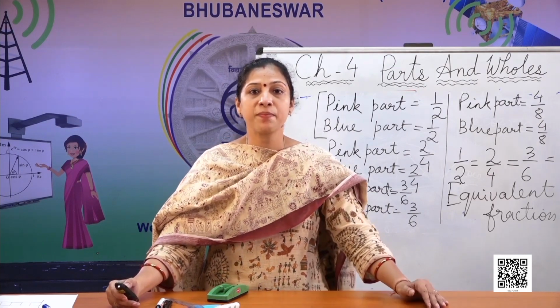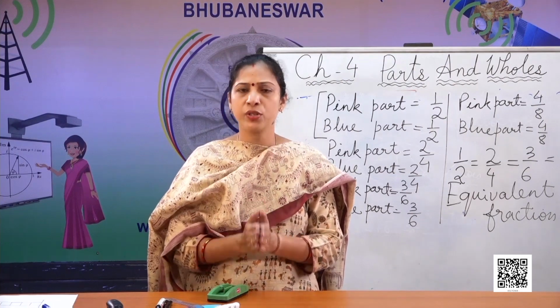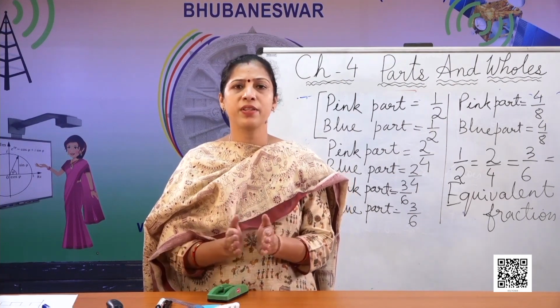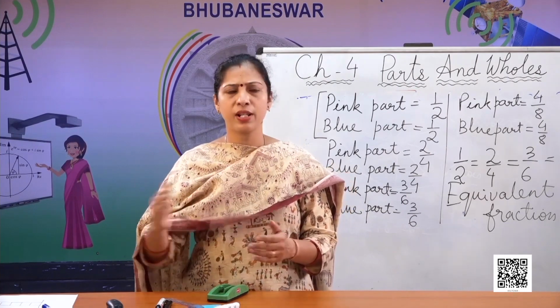Now Ramesh bought a piece of halwa for his children Ammu and Annu. Now Ammu and Annu are very fond of halwa. So Ramesh has got a piece of halwa. But the halwa piece was big, so he divided it into 2 equal parts to be given to his daughters because he has got 2 daughters. So he divided into equal halves.